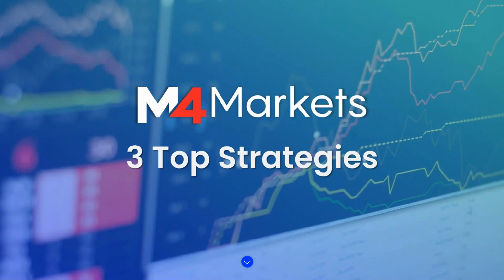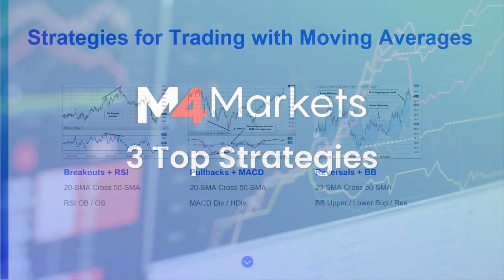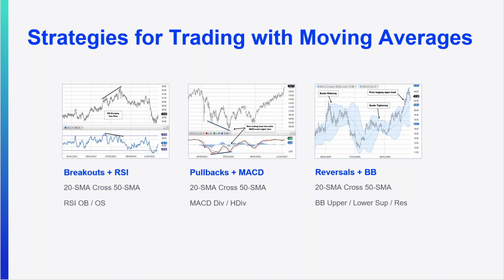Now, we have some time to go through the 3 top strategies. Okay, so we're going to be looking for the RSI and breakouts. Okay, we're looking for the 20 SMA cross above the 50 SMA, and the RSI to reach overbought or oversold territories. It's not just as simple, but this is the basics, just so we have a good understanding. We're going to look for pullbacks and the MACD, and the divergences, of course.